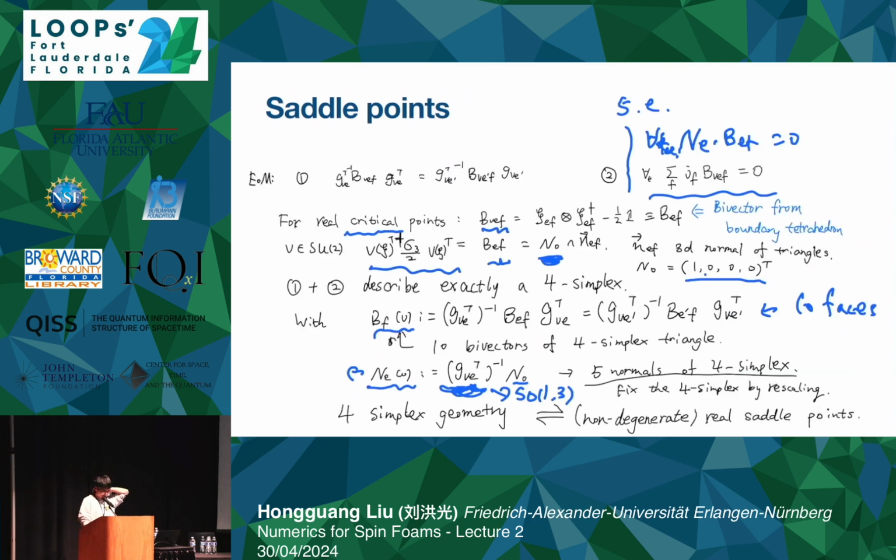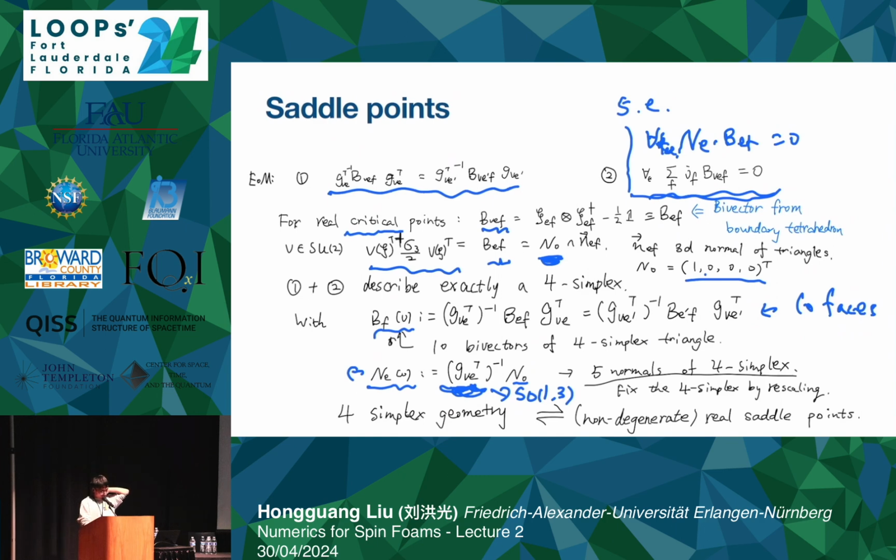Okay, this is one thing. So we see we have some very simple equations of motion which have geometric meaning. It's a parallel transport, and it's a closure. The first one is parallel transport, the second one is closure. And this forms a four simplex.